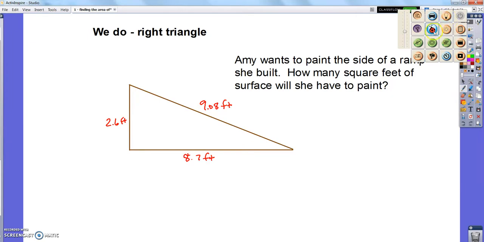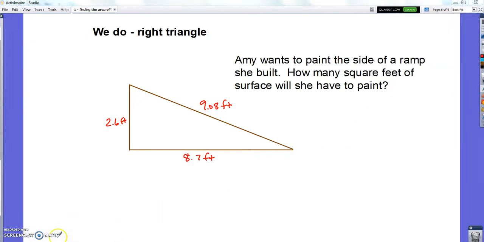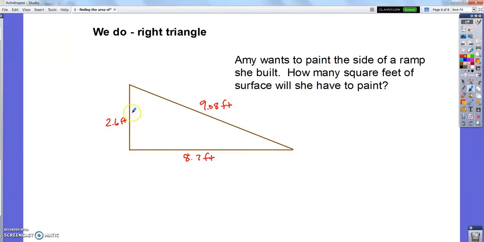So remember, area, I don't need this anymore. Area is like she's going to paint it, right? It's the area inside. Imagine she's going to paint the side of this ramp. How much space is inside the ramp?